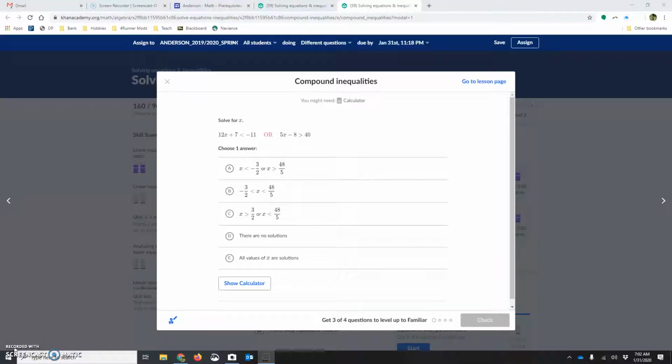So we just basically have two problems to solve here. And then we have to select the right way to represent it. It looks like it's going to be A or C already, but I could be wrong, because it says "or." This one would be "and." All values of x are solutions and no solutions, I don't think these are. So it's going to be either A or C. Let's go through and solve them.